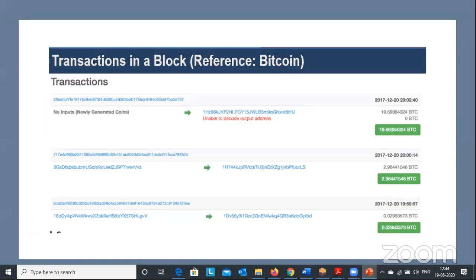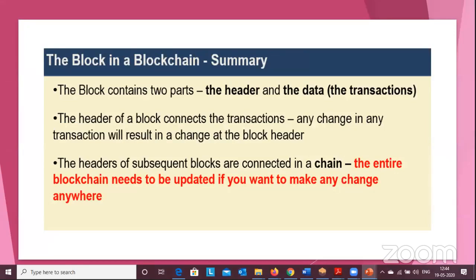Okay, so like this, the transactions will be there in the Bitcoin blockchain network. Okay, so here is the summary. In the blockchain summary, there are two parts you need to understand: the block header, which is helpful for the mining statistics, and the body of the block, which may consist of transactions.